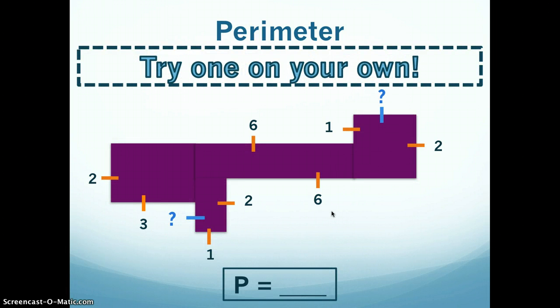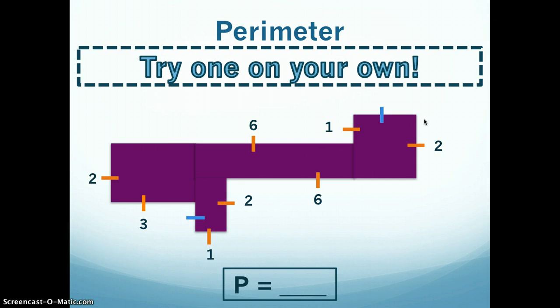So here's another kind of odd shape for you to try on your own. If you want to pause the video, please feel free to do so. Your goal is going to be to find these 2 blue shapes, or excuse me, sides that have not yet been identified.